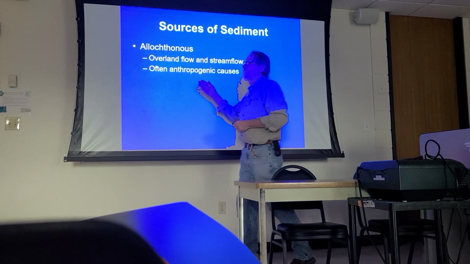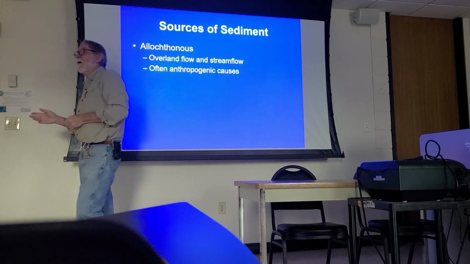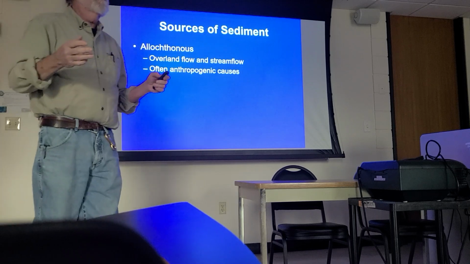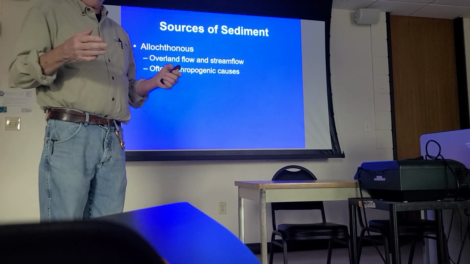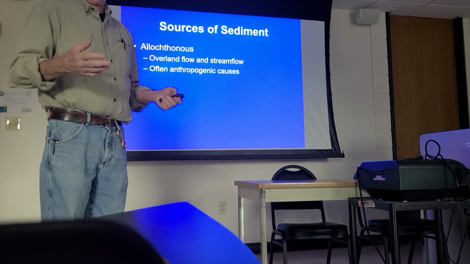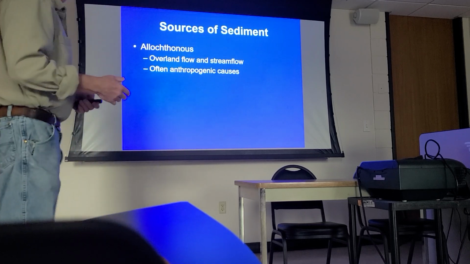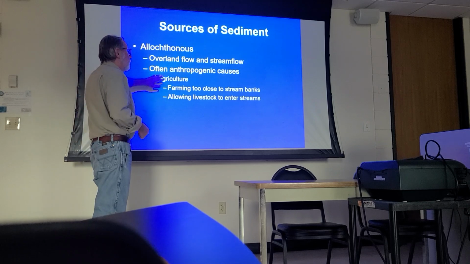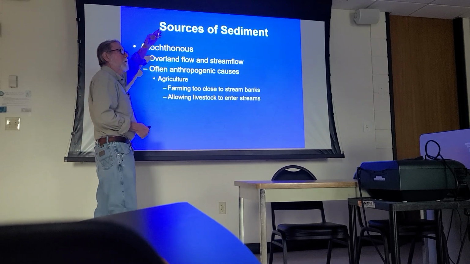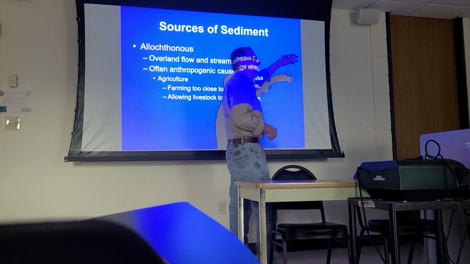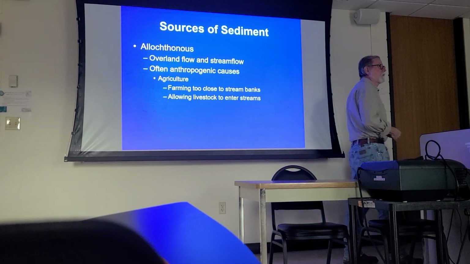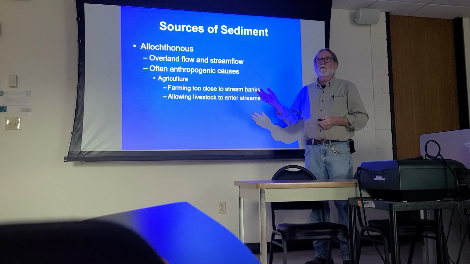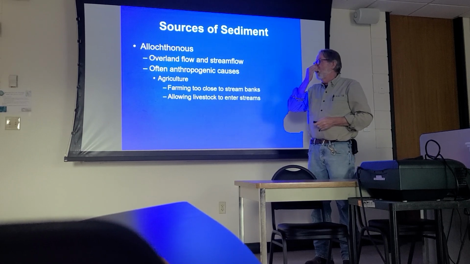Okay. And often these are anthropogenic causes. Everybody know the term anthropogenic? What does it mean? Yes, anthro means human, genic means source, human source problems, human activities. So for example, agriculture, farming too close to the stream banks tends to cause a lot of erosion that then easily can wash into the streams. Livestock coming in and out of streams are causing all sorts of problems, bringing sediment in with them and eroding banks.